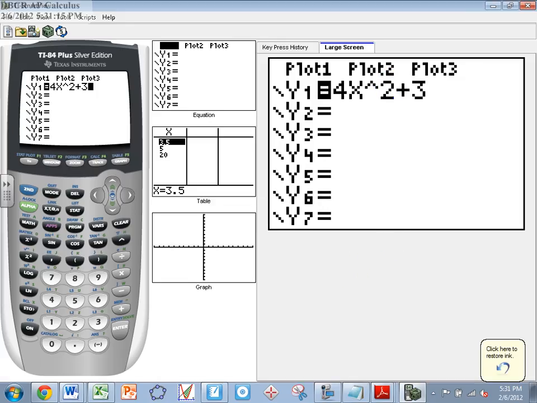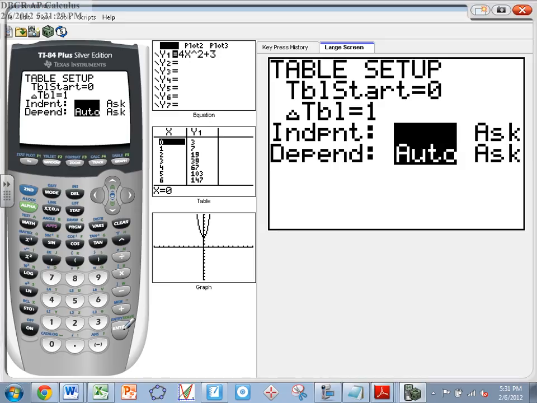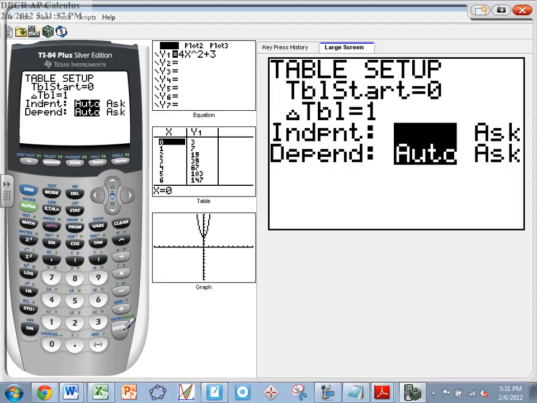Now, once you've got that in your y equals, you can then just use your table. The steps for a table are simple. Many of you might have tables that already have numbers in them, because a lot of calculators default to auto. What auto means is that the calculator automatically chooses the independent variable. It starts at 0 because the table start says 0, and it goes up by 1 every single time because the table interval value is 1.